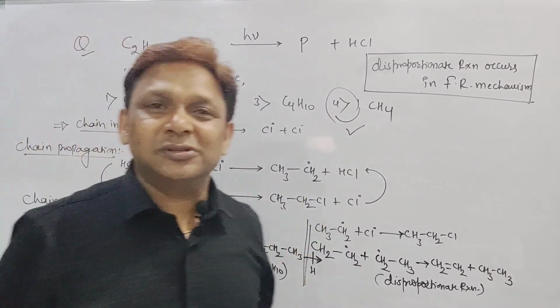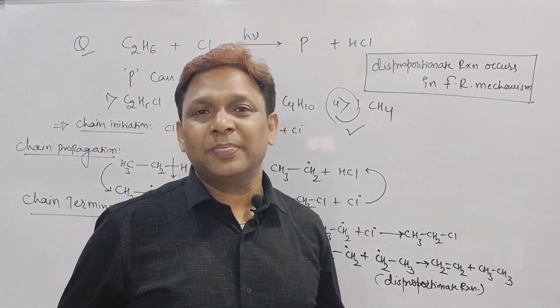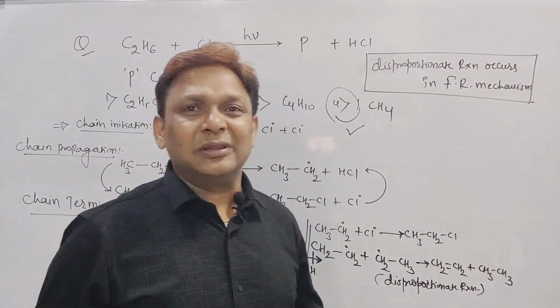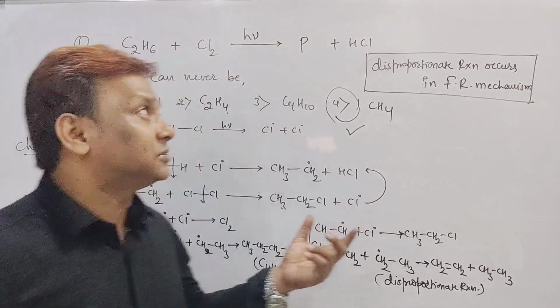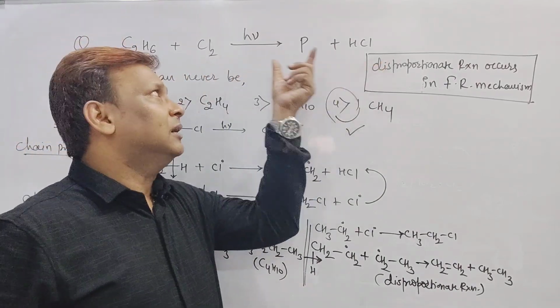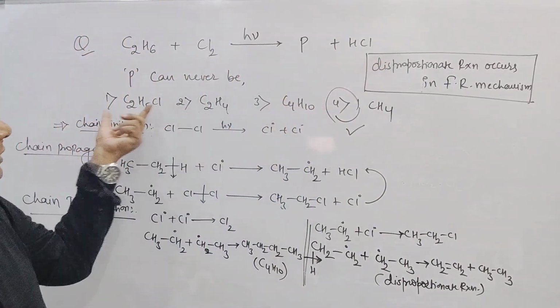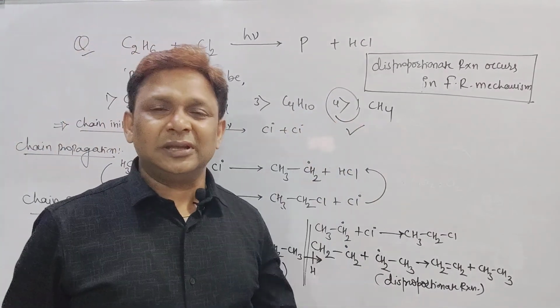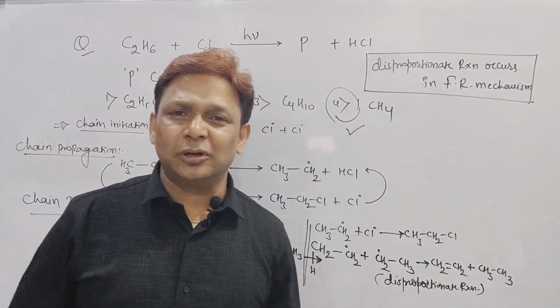Right? These kinds of questions they will ask in the mains level also. Right, beta? Even in NEET they can ask this question. Very simple question, beta: alkane with chlorine in presence of h nu gives rise to P and HCl. What should be P? It can be any of the three, but not CH4. Right? Take a screenshot, beta.